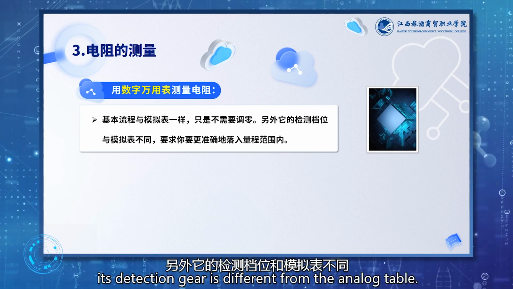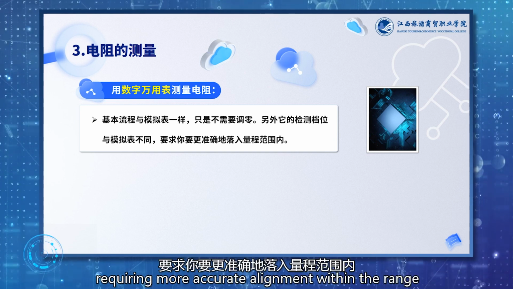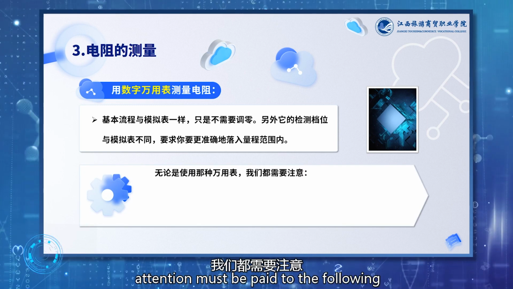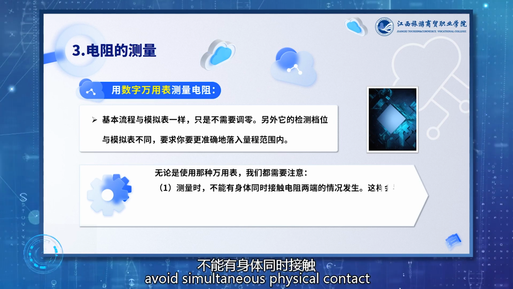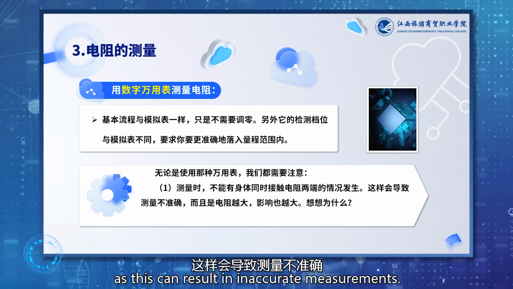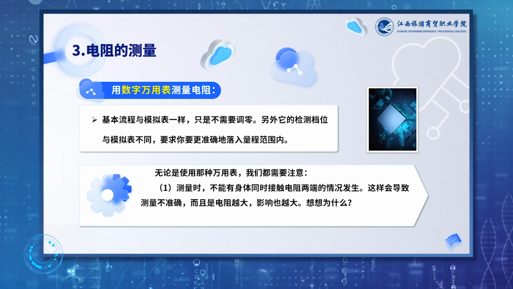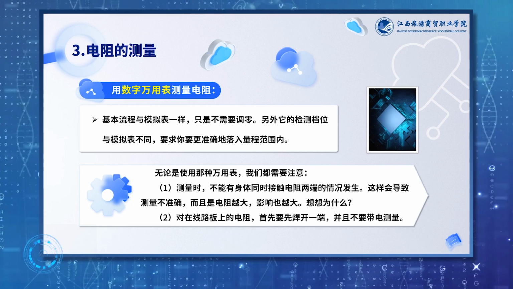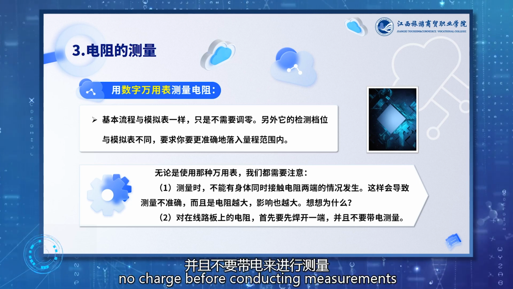In addition, its detection gear is different from the analog table, requiring more accurate alignment within the range. Regardless of which type of multimeter is used, attention must be paid to the following. When measuring, avoid simultaneous physical contact with both ends of the resistor, as this can result in inaccurate measurements. And the greater the resistance, the greater the impact will be. For resistors on the circuit board, first solder one end and ensure there is no charge before conducting measurements.